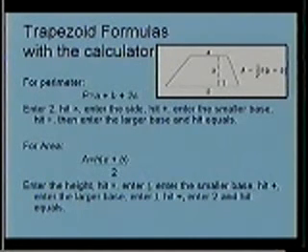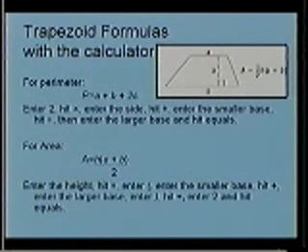Trapezoid formulas with the calculator. Now, the trapezoids you'll be running into on the PSSAs for the most part are isosceles trapezoids. That means both sides are equal to one another. For perimeter, it's A plus B plus 2 times the length of the side. So enter 2, hit times, enter the side, hit plus, enter the smaller base, hit plus, then enter the larger base and hit equals.